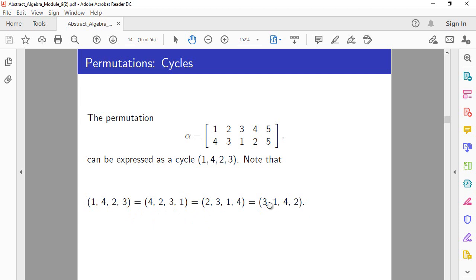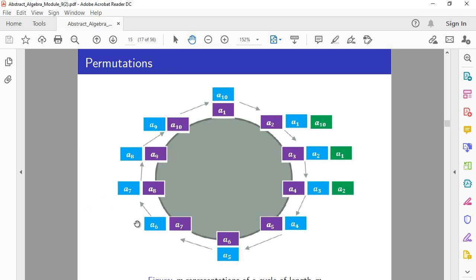Clearly, if I shift one more time, I'm going to come back to this cycle here. So that's what's expressed in this table. So you have A1, A2, A3, A4, A5, all the way up to A10. So let's say the cycle is A1 goes to A2, A2 goes to A3, and so on. A10 goes back to A1.